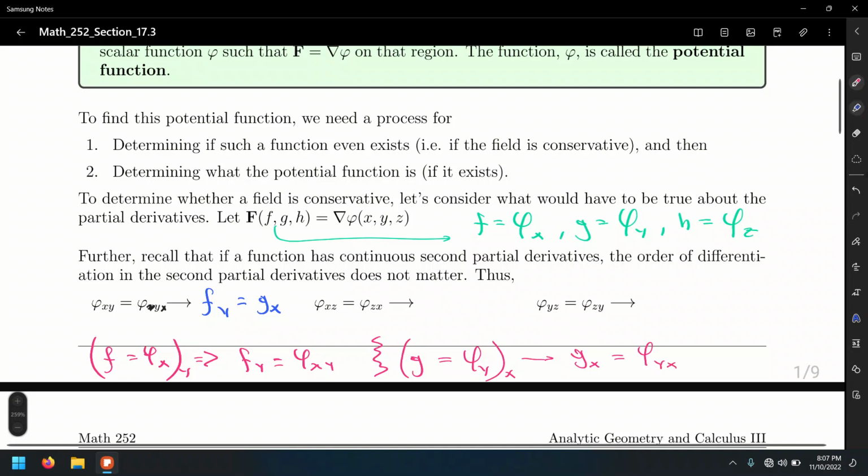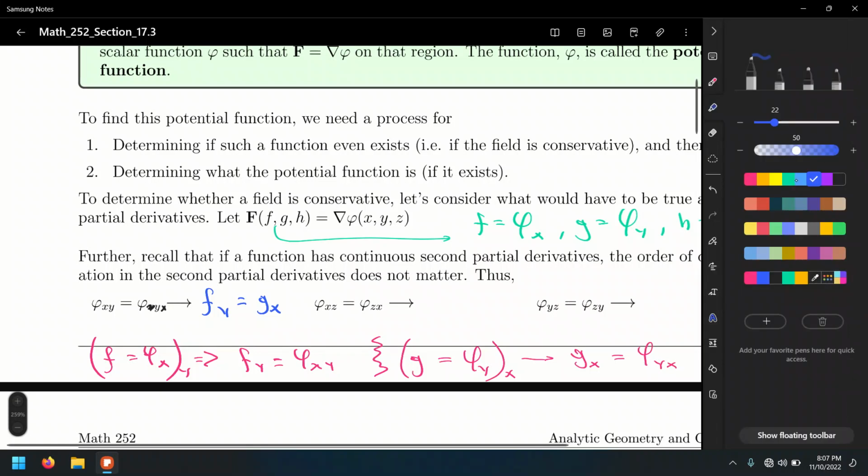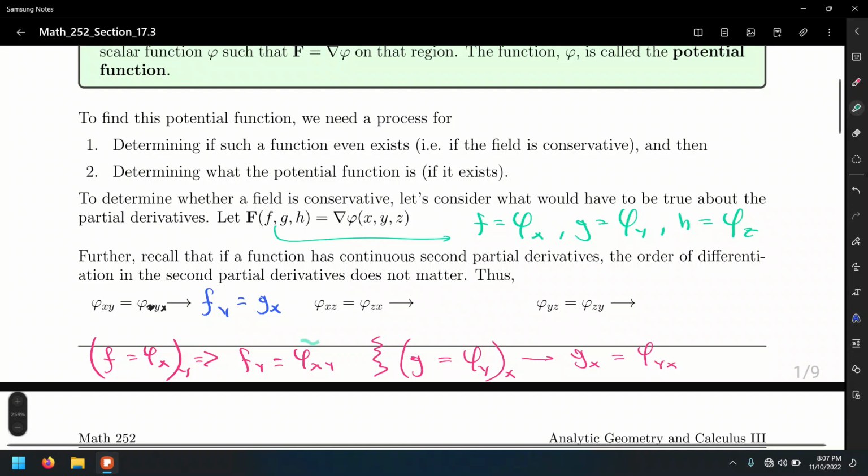Now, did you notice something funny here? Phi with respect to x, then with respect to y; phi with respect to y, then with respect to x. This gives rise to the partial of g with respect to x equals the partial of f with respect to y. All we're doing is just taking second partial derivatives. So I'm going to show you all these details only for this first implication.